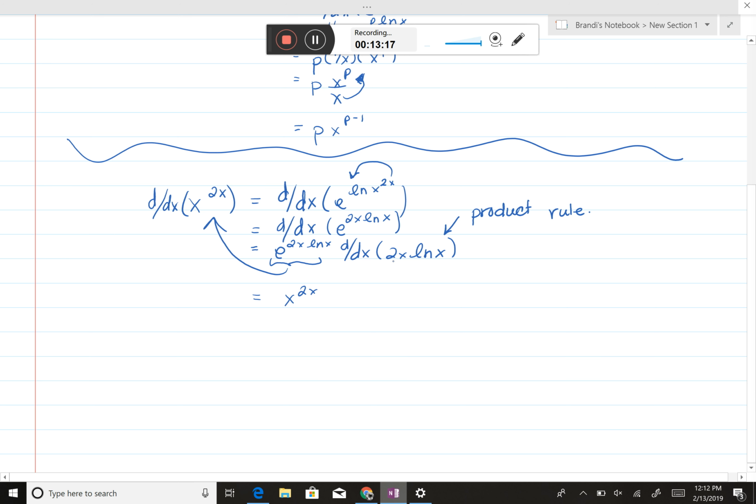And now let's deal with this product rule. So product rule is f prime g plus g prime f. So this is f, 2x, and this is g, ln of x. So f prime is 2 times g, ln of x, plus g prime is 1 over x times f, which is 2x. And now just simplifying, we have x to the 2x times 2 ln of x plus 2.